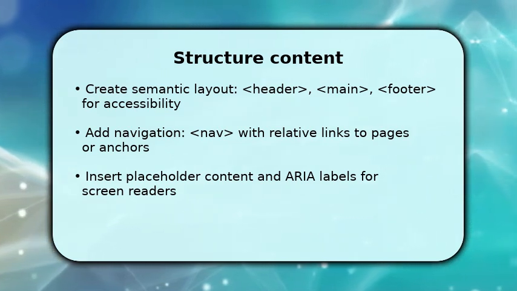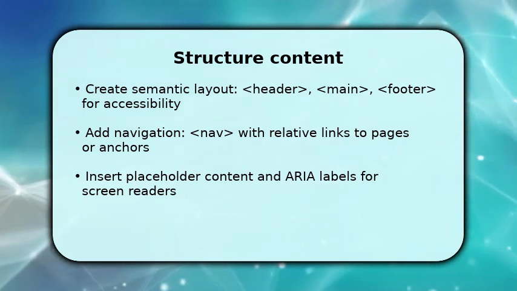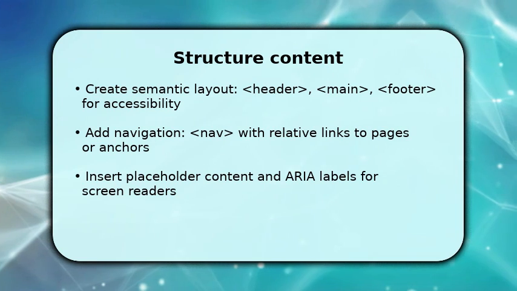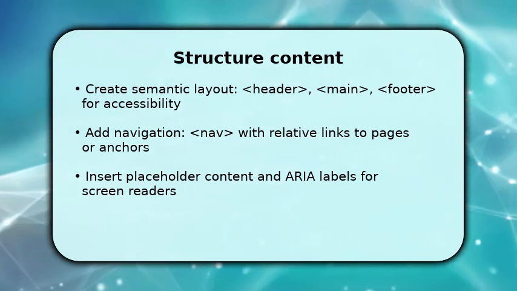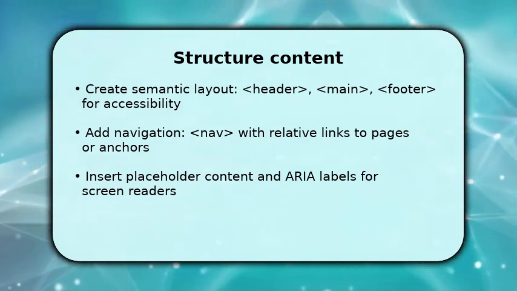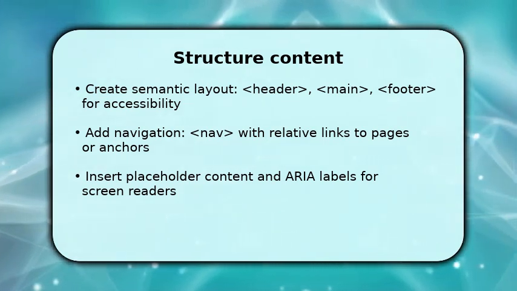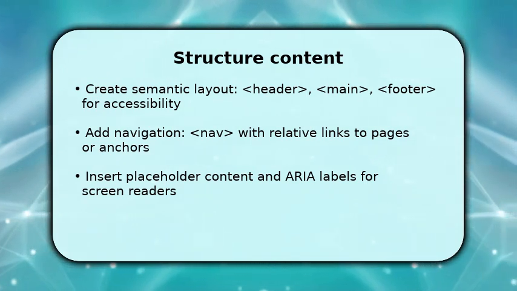Once these are in place, add a nav element with relative links such as about.html, or hash sections so paths stay portable. Populate main with clear headings and placeholder paragraphs. Use aria labels where necessary to describe regions. Make sure to validate with a quick HTML validator to catch mismatched tags, then finish by testing and deploying.